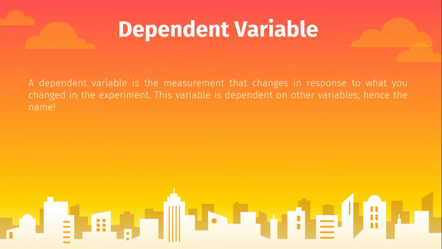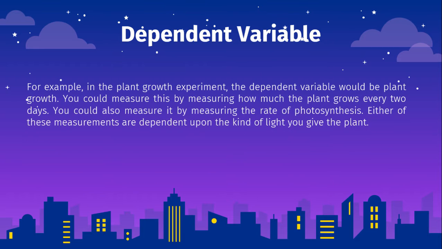Second one is dependent variable. Dependent variable is the measurement that changes in response to what you change in the experiment. This variable is dependent on other variables, hence the name. For example, in the plane throw experiment, the dependent variable would be plane throw. You could measure it by measuring how much the plane throw every 2 days. You could also measure it by measuring the rate of photosynthesis. Either of these measurements are dependent upon the kind of light you give to the plant.